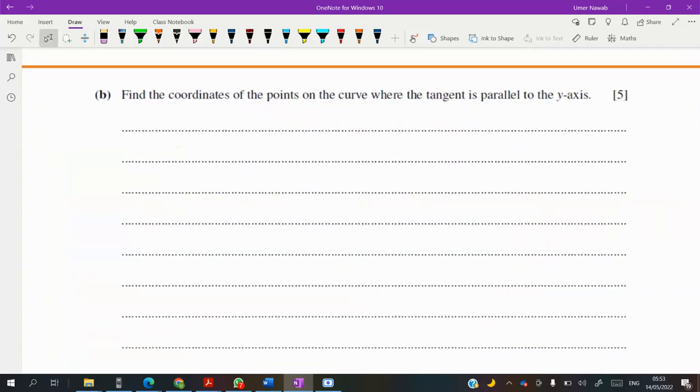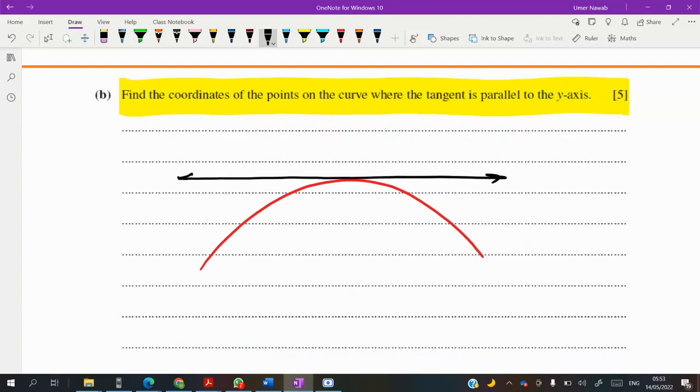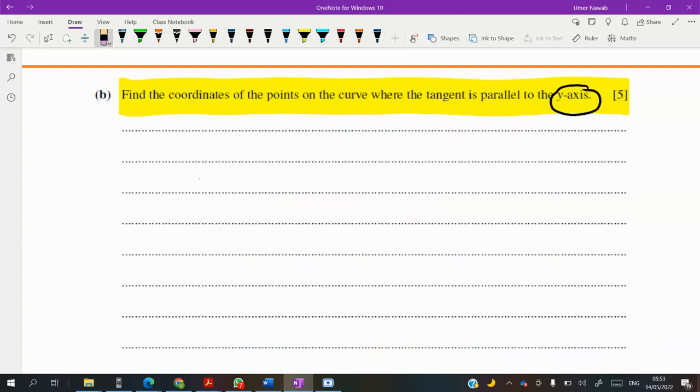The next question, which he will actually relate to the application: find the coordinates of the points of the curve where the tangent is parallel to the y-axis. Guys, when this is the curve and your tangent is parallel to the x-axis, that is one case, but he said the tangent is parallel to the y-axis. So let me see what type of graph it is. Suppose you have, let me draw it here, this graph, for example, where the tangent is parallel to the y-axis.